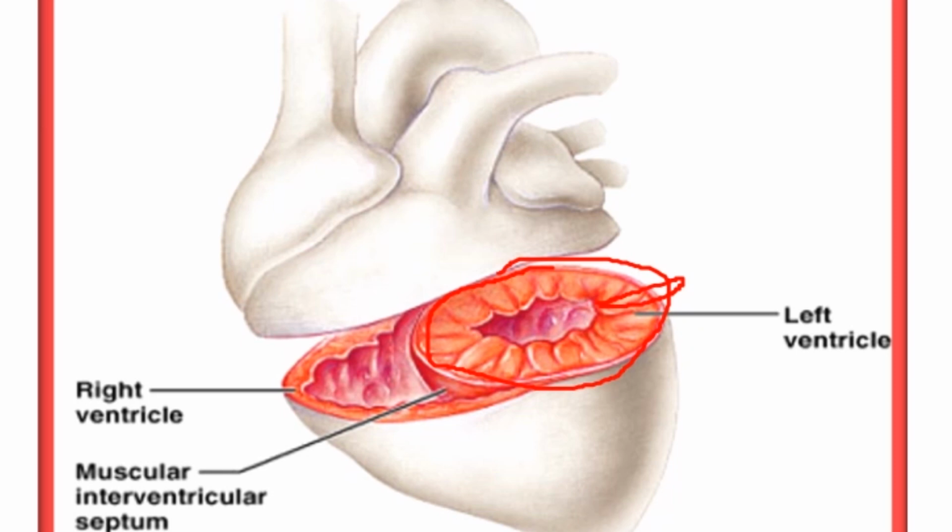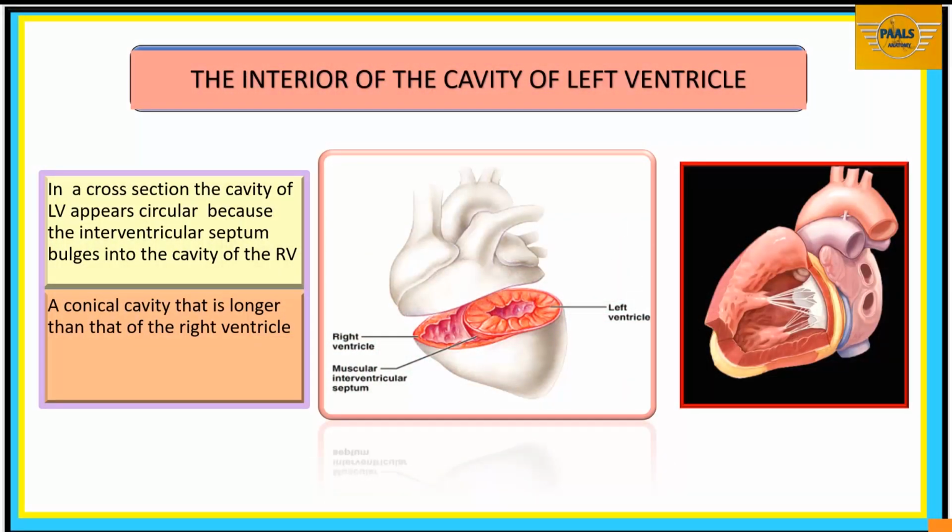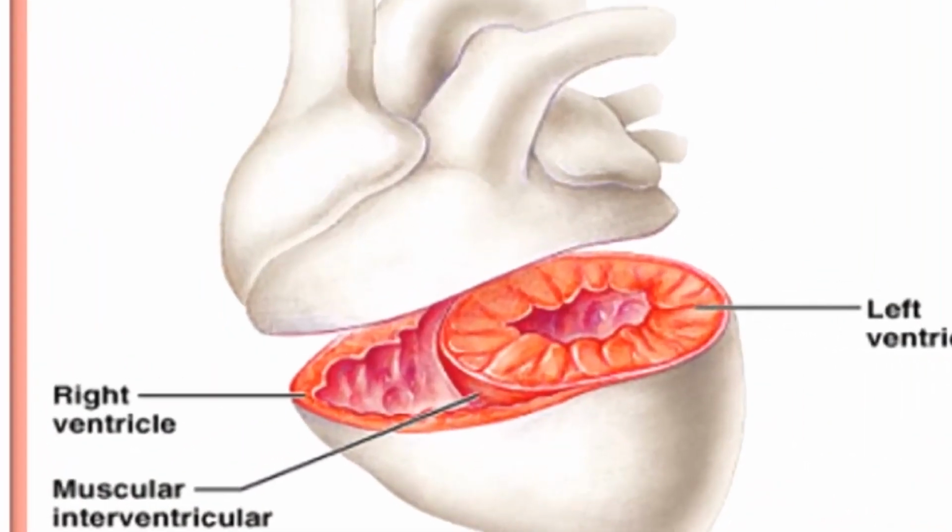This is the thickness of the wall on the left, and we're seeing a lesser thickness of the wall on the right. This is because the left ventricle has a larger surface area to pump blood to than the right ventricle, which pumps blood only to the lungs. In a cross section, as we are having in this diagram, this is a cross section.